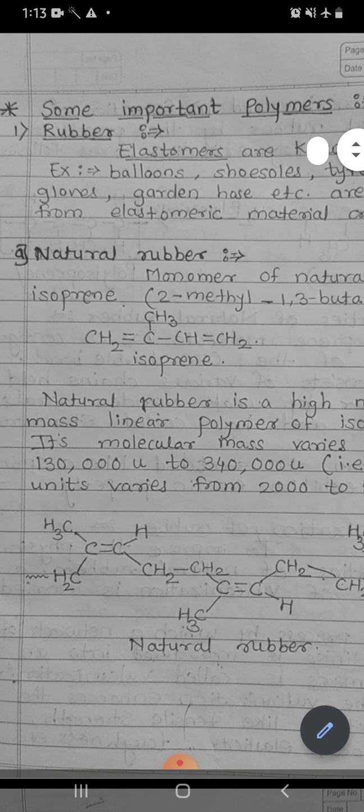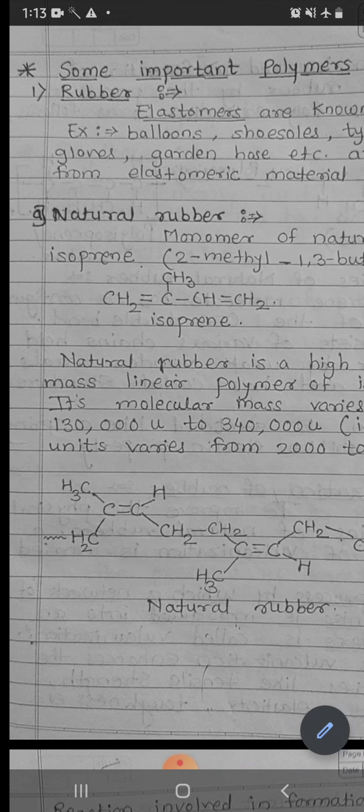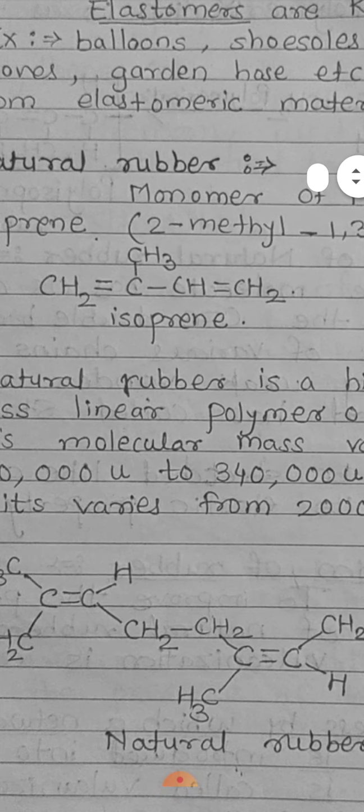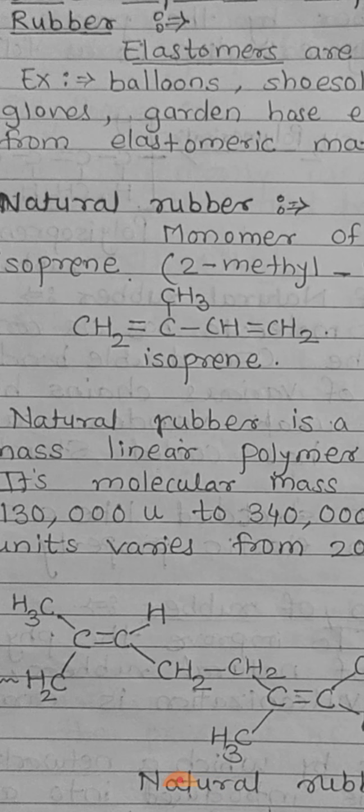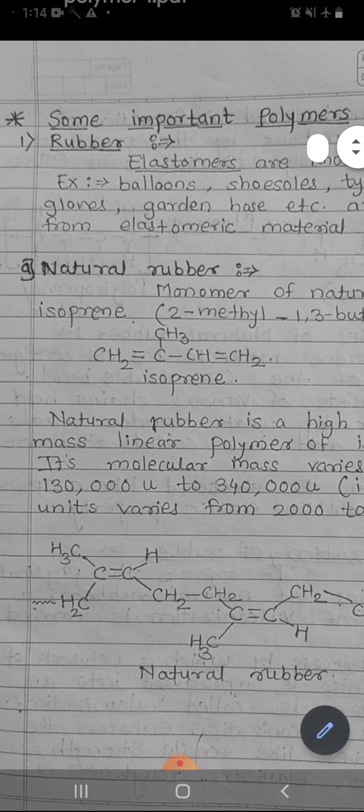First is natural rubber. The monomer of natural rubber is isoprene, that is 2-methyl-1,3-butadiene. The structure of isoprene is given here: CH2 double bond C, CH3, CH double bond CH2. There is a double bond between carbon number 1 and 2 and carbon number 3 and 4. Therefore, the parent name is buta-1,3-diene, and there is a methyl group on carbon number 2. Therefore, it is 2-methyl-1,3-butadiene, but the industrial name is isoprene.